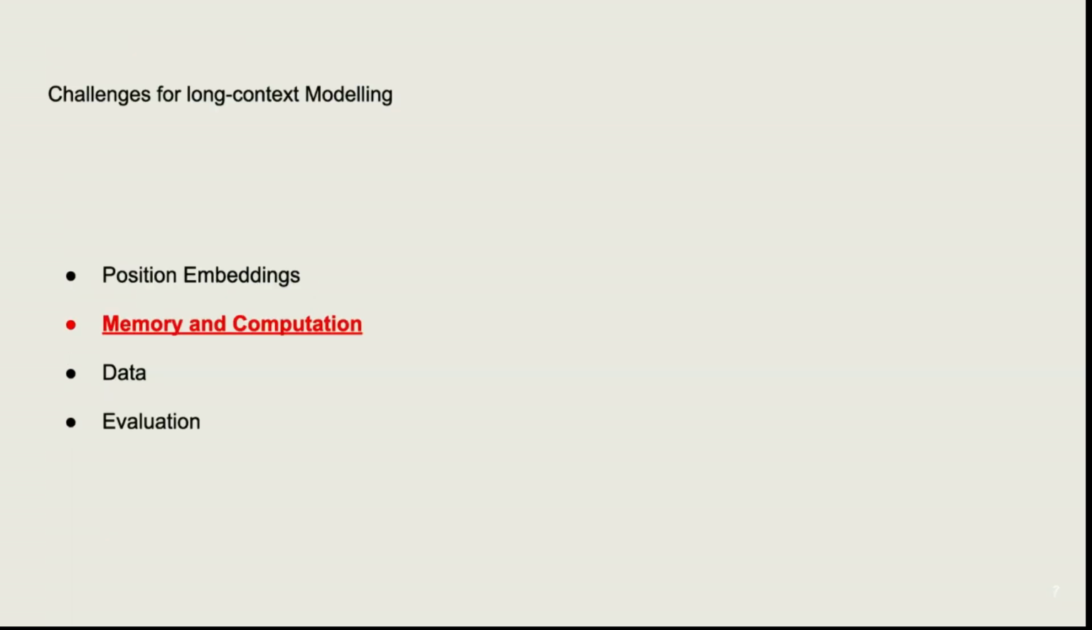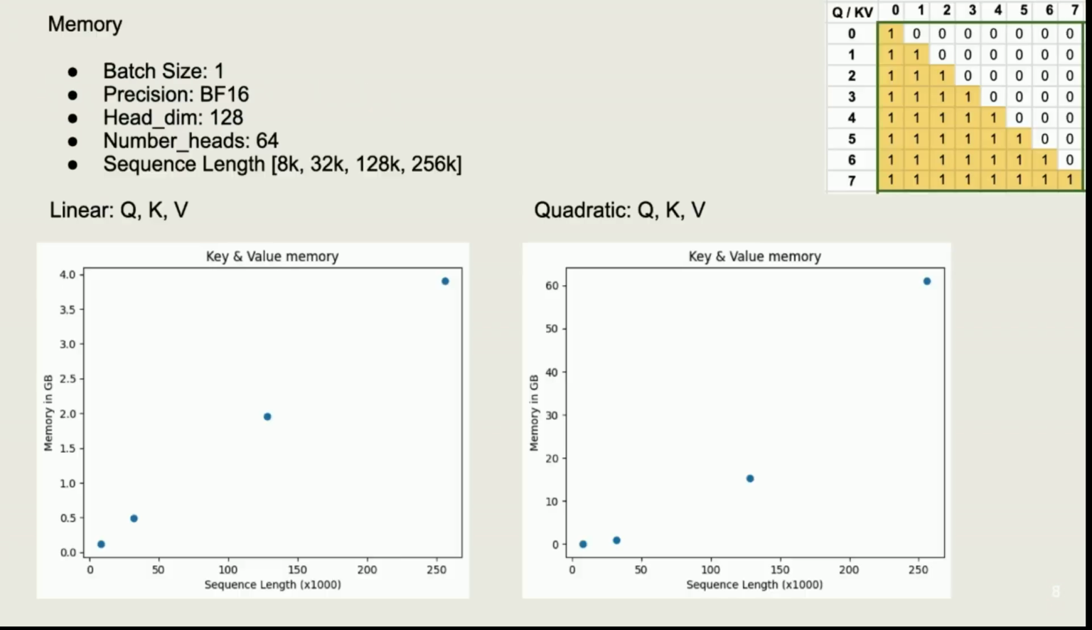And the second challenge we have is memory and computation. When we train transformer models, we need to overcome this attention matrix bottleneck. If you look at the top right corner, the attention matrix always has computation complexity of n squared, which is sequence by sequence, and it becomes very expensive when you scale to longer sequence lengths.